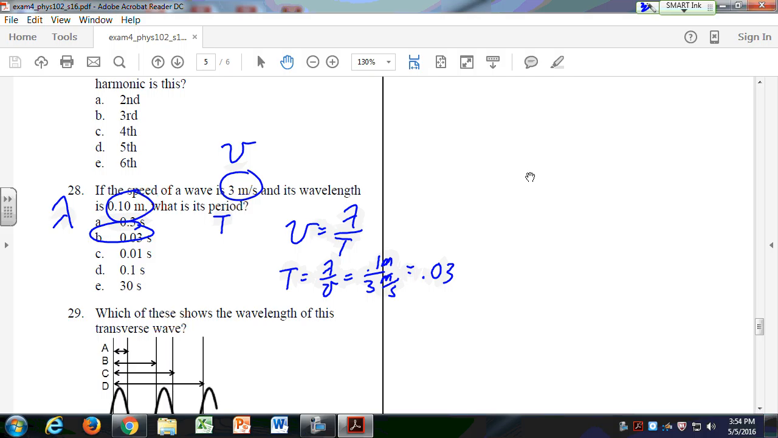Make sure you can do your basic wave properties. The other thing is v is equal to lambda times our frequency. So if I gave you the frequency instead, you could find the wavelength or the speed. You identify that like at 29.